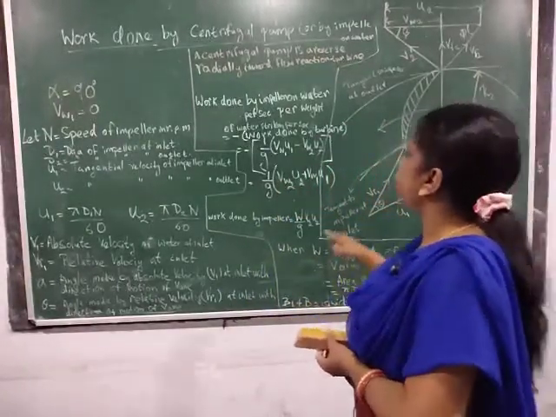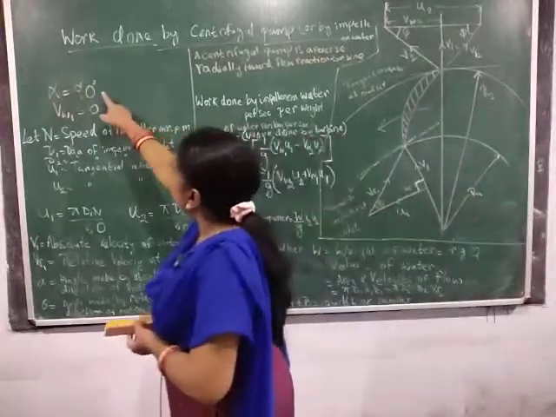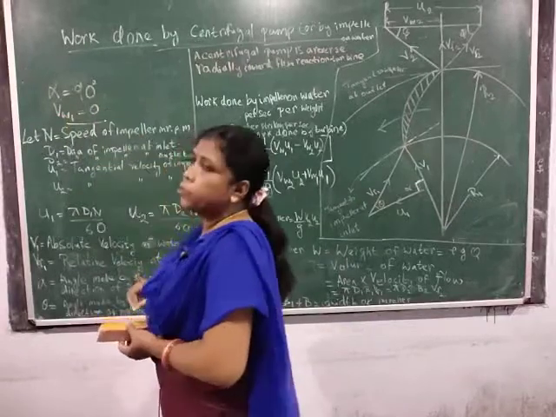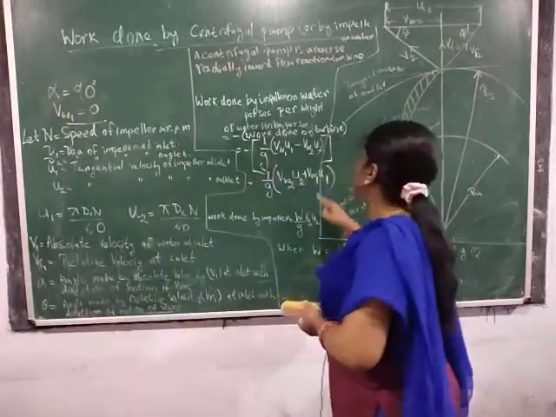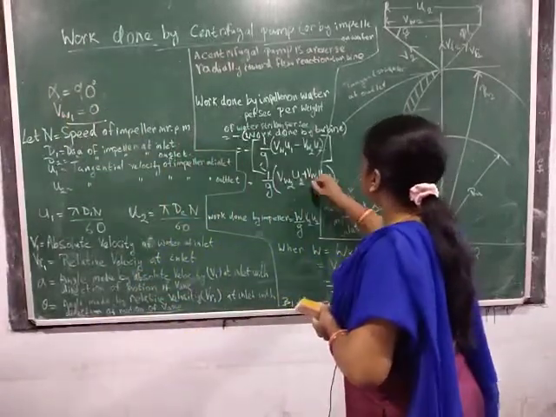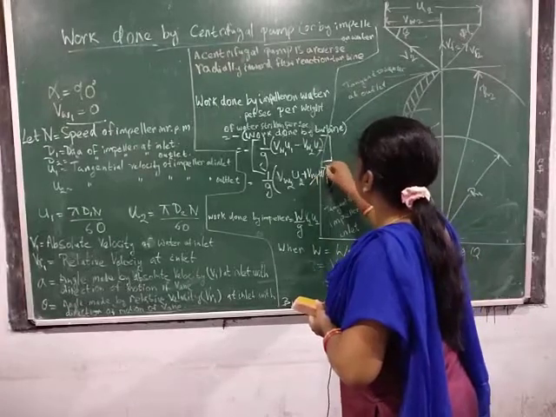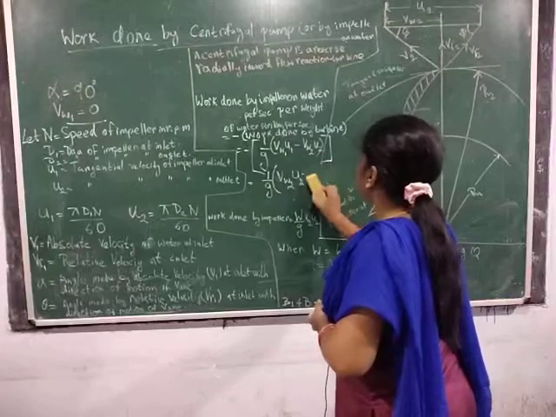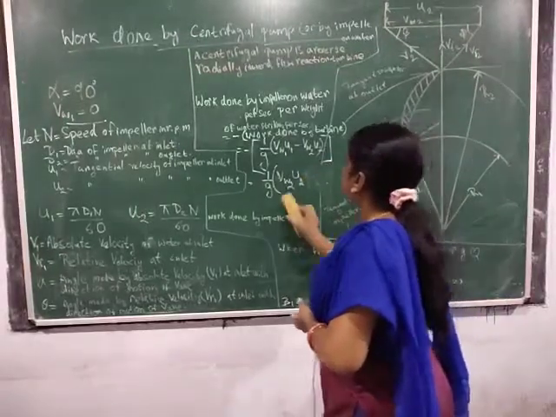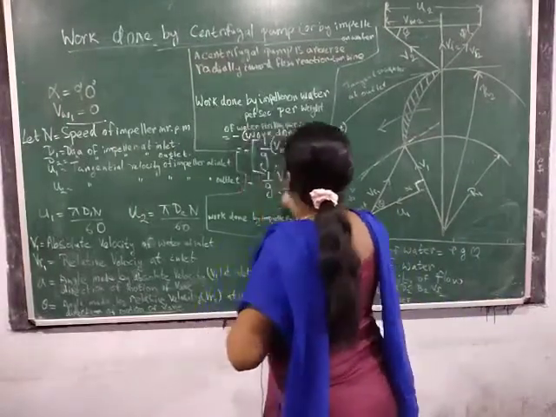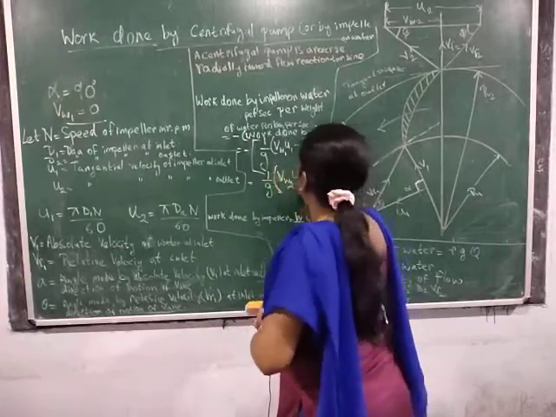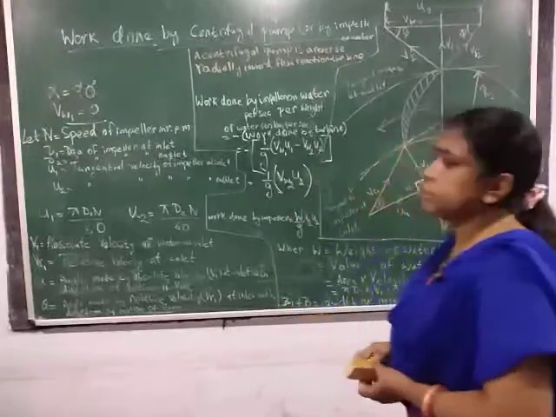As we know, when alpha is equal to 90 degrees, Vw1 equals 0. So when Vw1 is equal to 0, this whole term equals 0. So here we get 1 by g into Vw2 into U2.